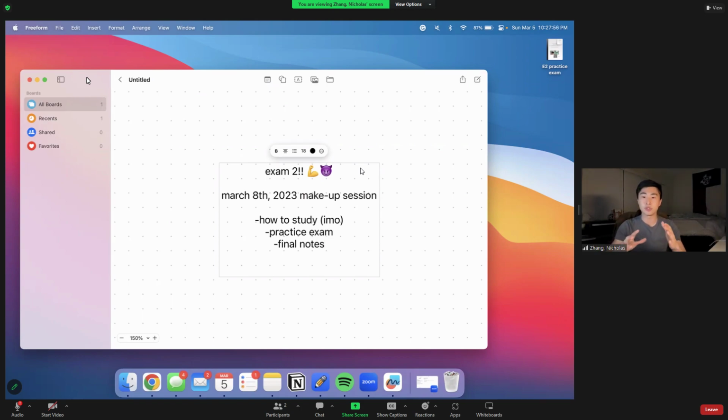Of course, if you don't want to start a new studying habit a week before the exam, I totally understand that, but just keep that in the back of your mind. If you think it works and if it does work for you, give it a try, right? Okay, cool. So I'm going to check that this is still recording. And now we're going to go over the practice exam.